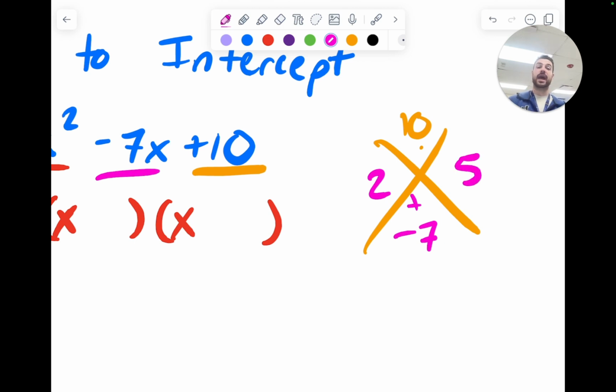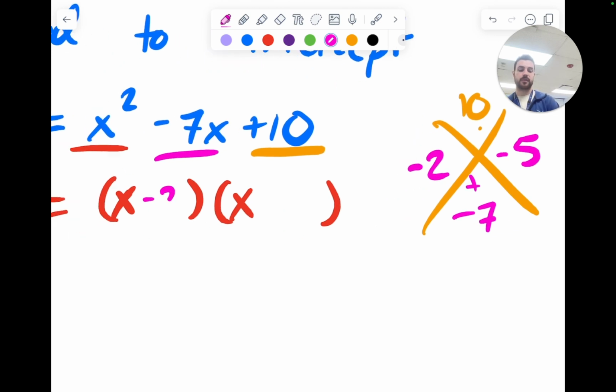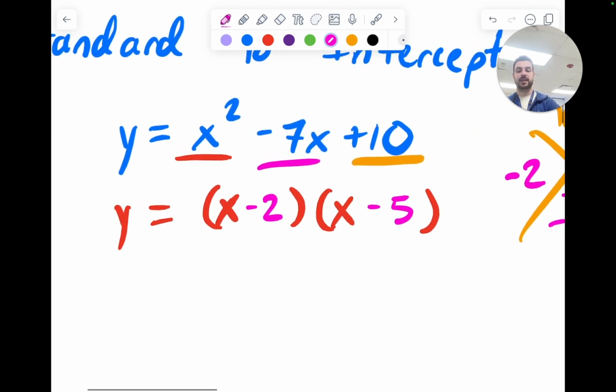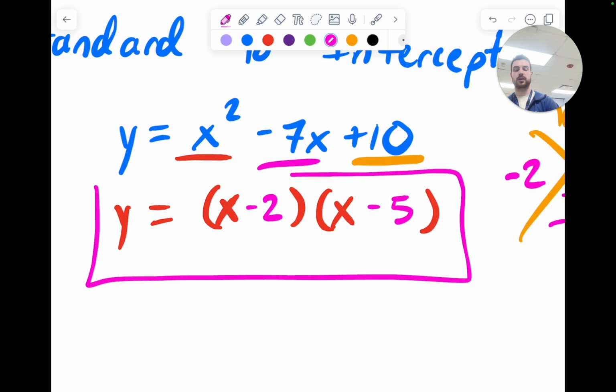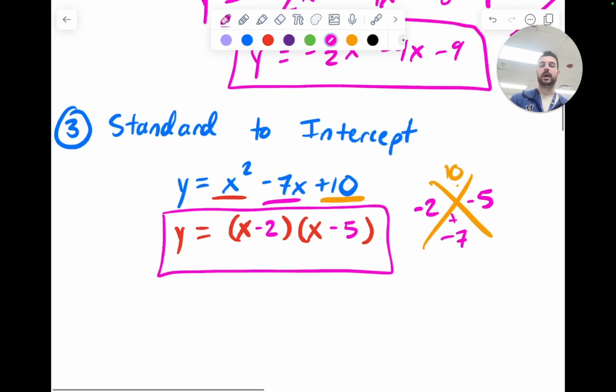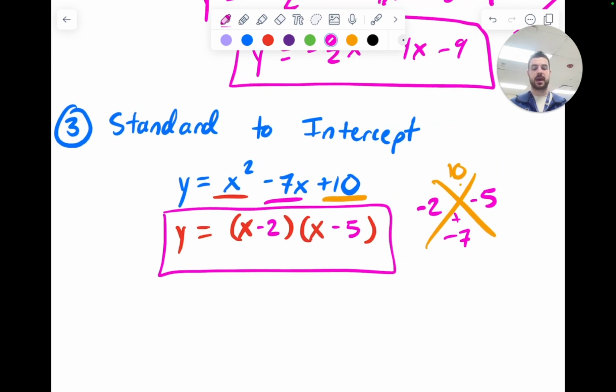Now that could add to negative 7 if they're both negative, and that checks out because they would both multiply to a positive 10. So I have minus 2 and minus 5. This is my quadratic function in intercept form. All right, so we call this diamond math over here on the side.